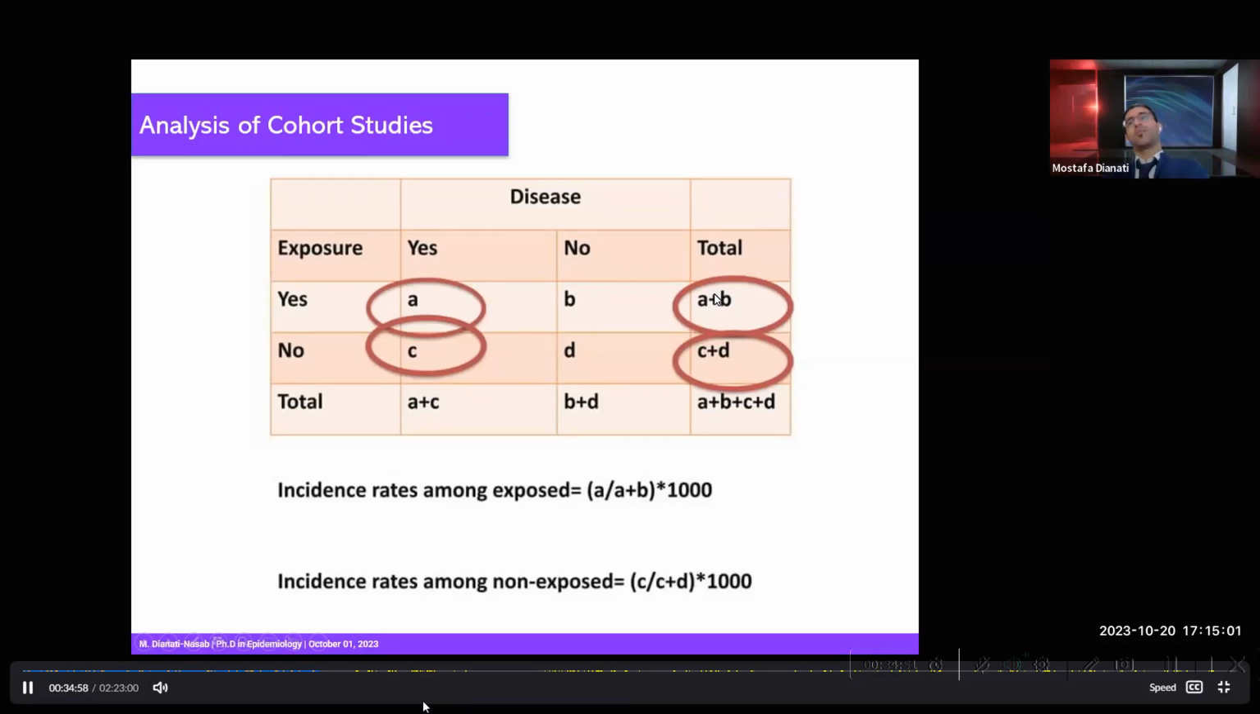Do you remember how we calculated in case control studies? The approach was different, because there we started from the disease and wanted to see if exposure had happened. It was A divided by A plus C. Just remember, okay? Incidence rate among exposed and incidence rate among non-exposed. These are non-exposed people. Okay, let's go ahead.